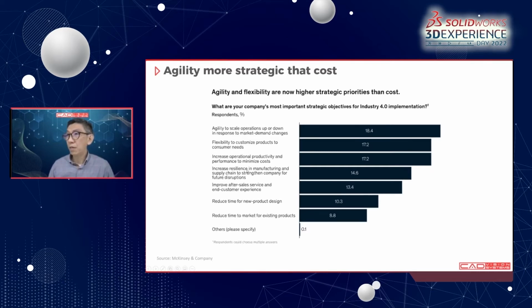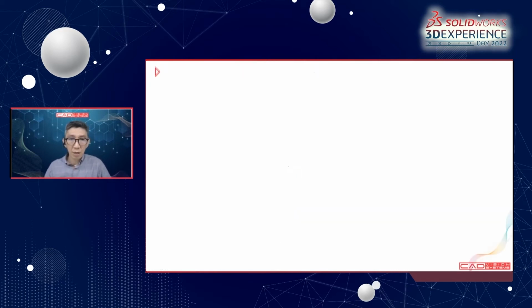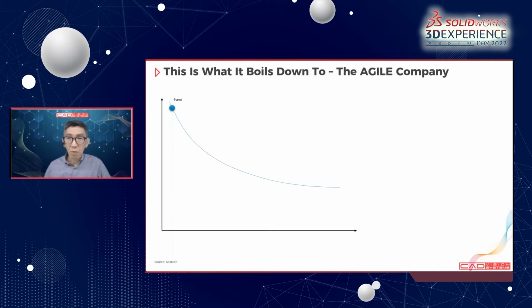So you can go down the list. Increase operational productivity and performance to minimize their costs, increasing resilience in manufacturing and supply chain to strengthen the company for future disruptions. So all these things, as you can see, relate to agility. So that's why I boil it down to, if you want to implement I 4.0, why is I 4.0 adoption so critical? It boils down to agility, right? Or what is typically known as the agile company.